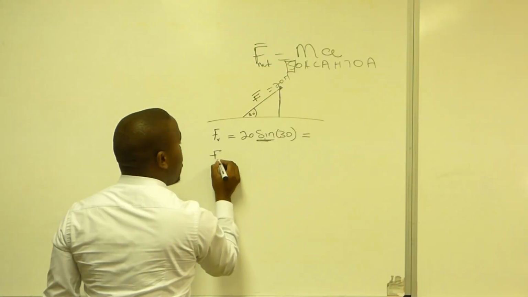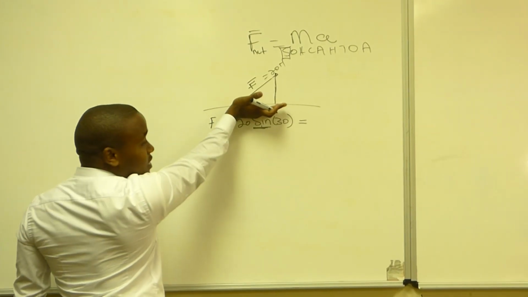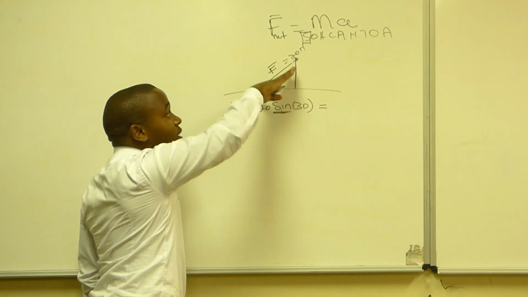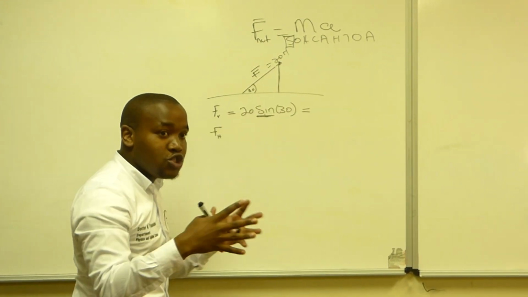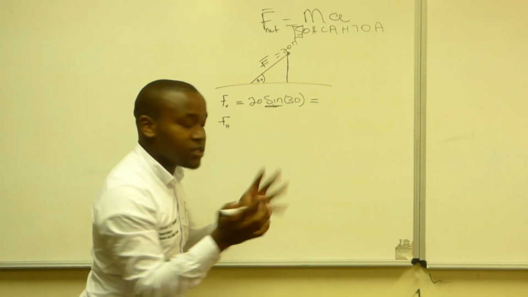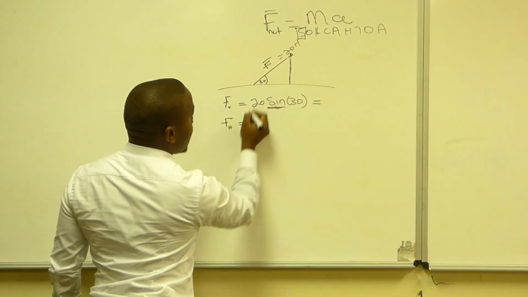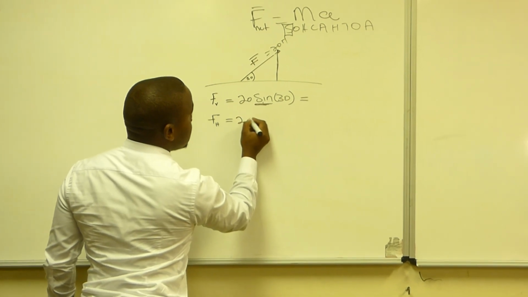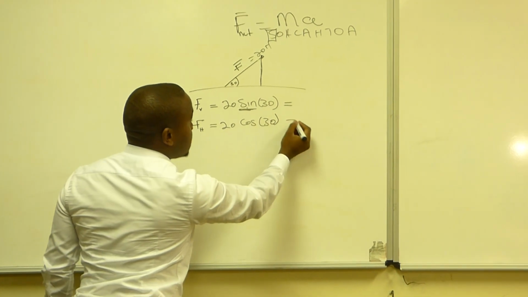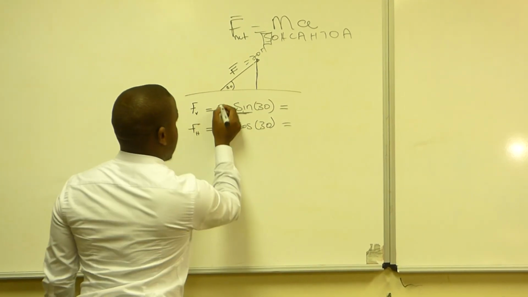If I want the horizontal component of the force, this. Now we can see that according to mathematics, this is the adjacent side, this is the hypotenuse. The trig ratio which incorporates the adjacent and the hypotenuse is what? Is cos. That's why I'm going to say 20 cos of 30. Can you please punch your calculator and give me the answer?